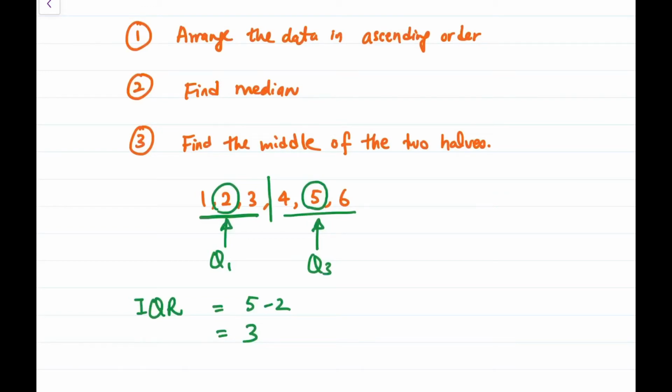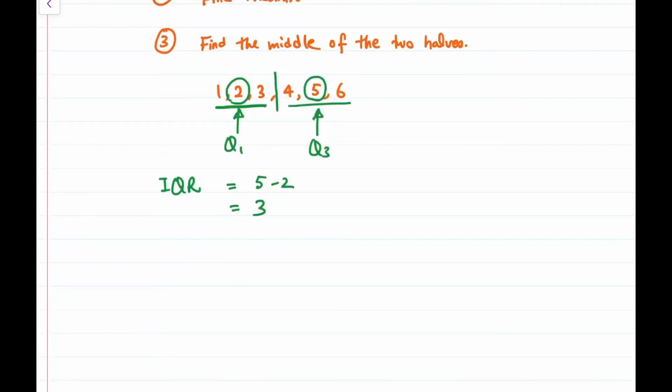And the interquartile range does have a unit. Let's say if the data is about cm, then you should write cm with it. If the data is about scores, marks, then you should write marks with it. Now let's work on another example where the case might be a little different.